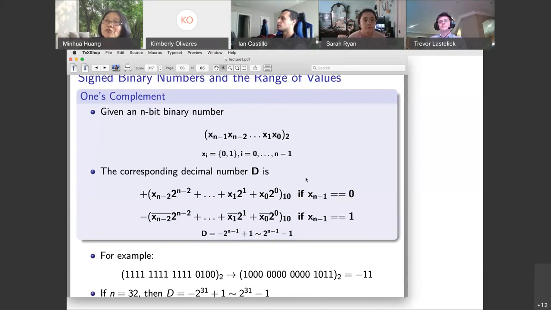So first, you have to determine whether this number is positive or negative by going to the most significant bit, which is the bit in position n minus one, to see if that bit is zero or one. If it is zero, this means it is a positive number. If the bit is one, this means it is negative.